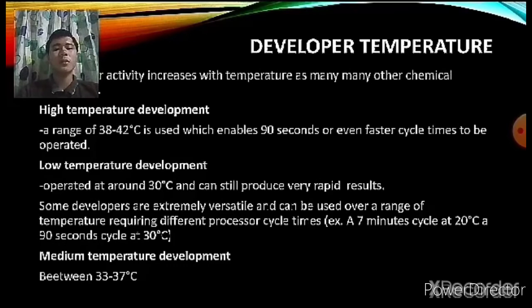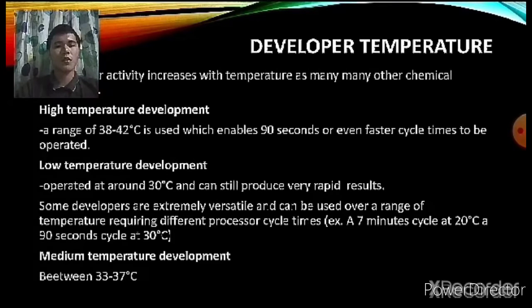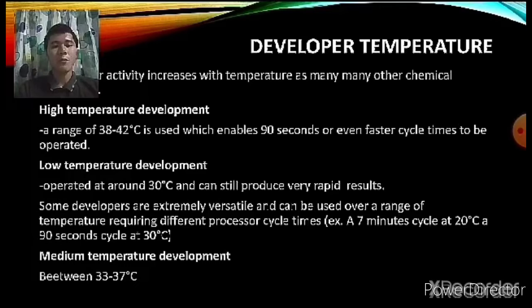Some developers are extremely versatile and can be used over a range of temperatures requiring different processor cycle times. Example, a 7-minute cycle at 20 degrees Celsius, a 90-second cycle at 30 degrees Celsius. Medium temperature development is between 33 to 37 degrees Celsius.